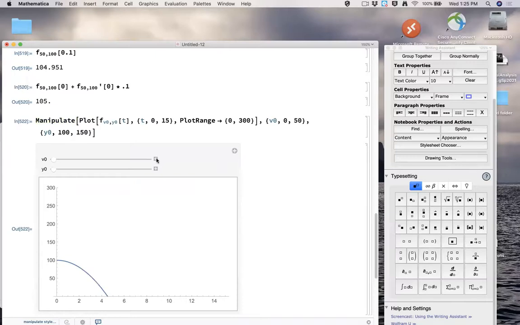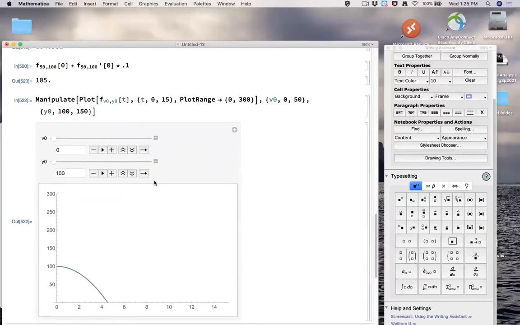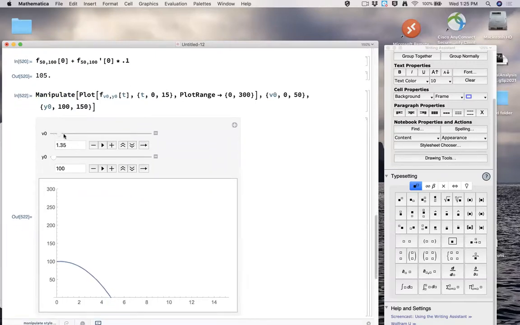And you see sliders for V0 and Y0. I can change the initial velocity and see how the graph of the height function versus time changes. I could also change the initial height and see how the graph changes. Or I could change both. And I can very quickly essentially solve infinitely many problems at once. Did you know that? You can do that in math. You can solve infinitely many problems all at once.